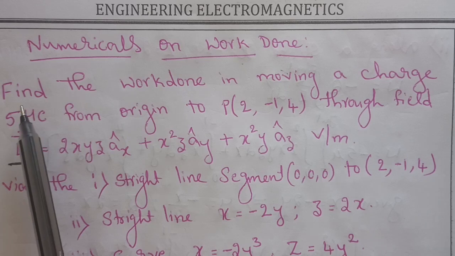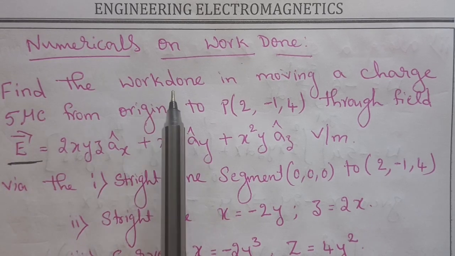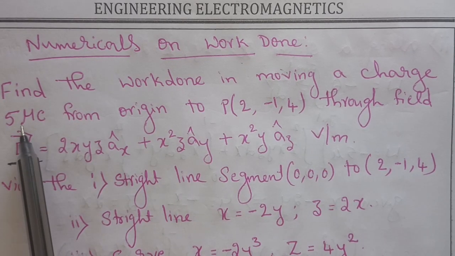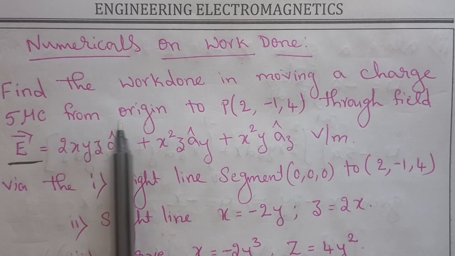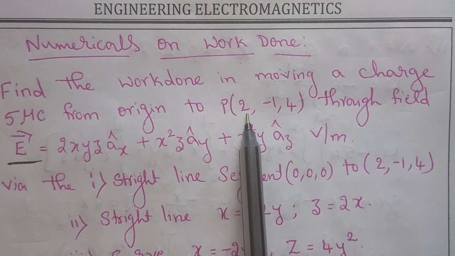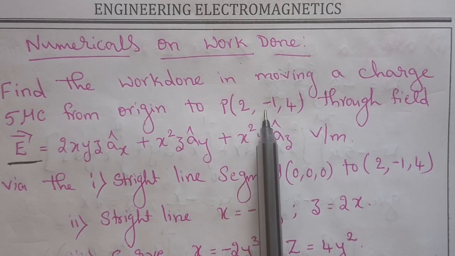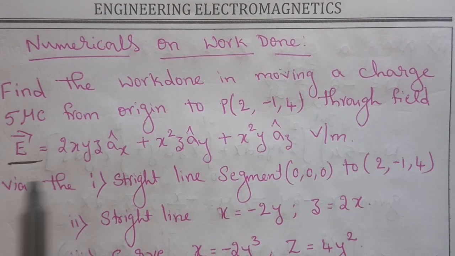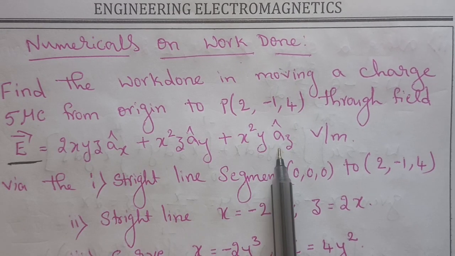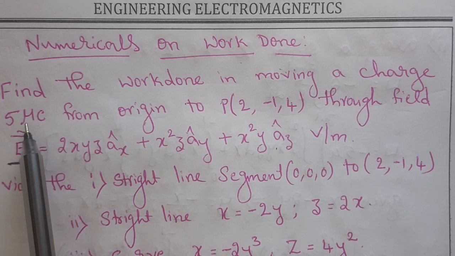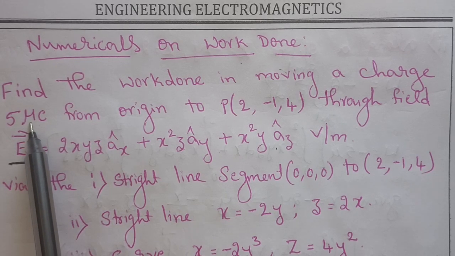In this session, we are going to deal with a numerical on work done. So this is the question given. Find the work done in moving a charge of 5 microcoulomb from the origin to the point P (2, -1, 4) through the field. Vector E is given and also the charge is given. You need to find the work done.